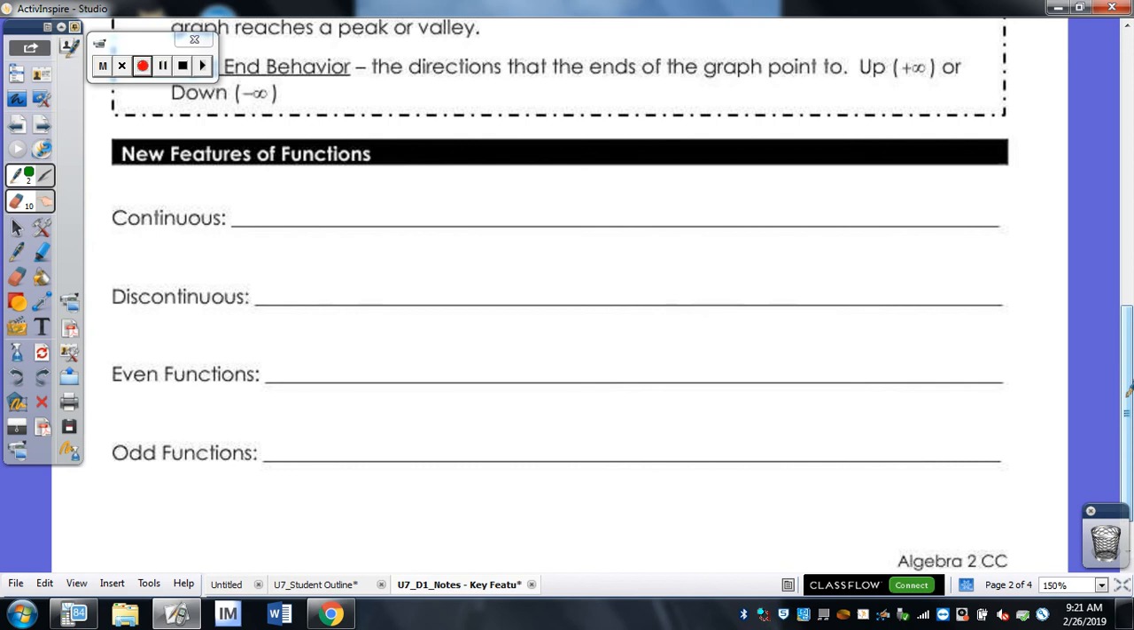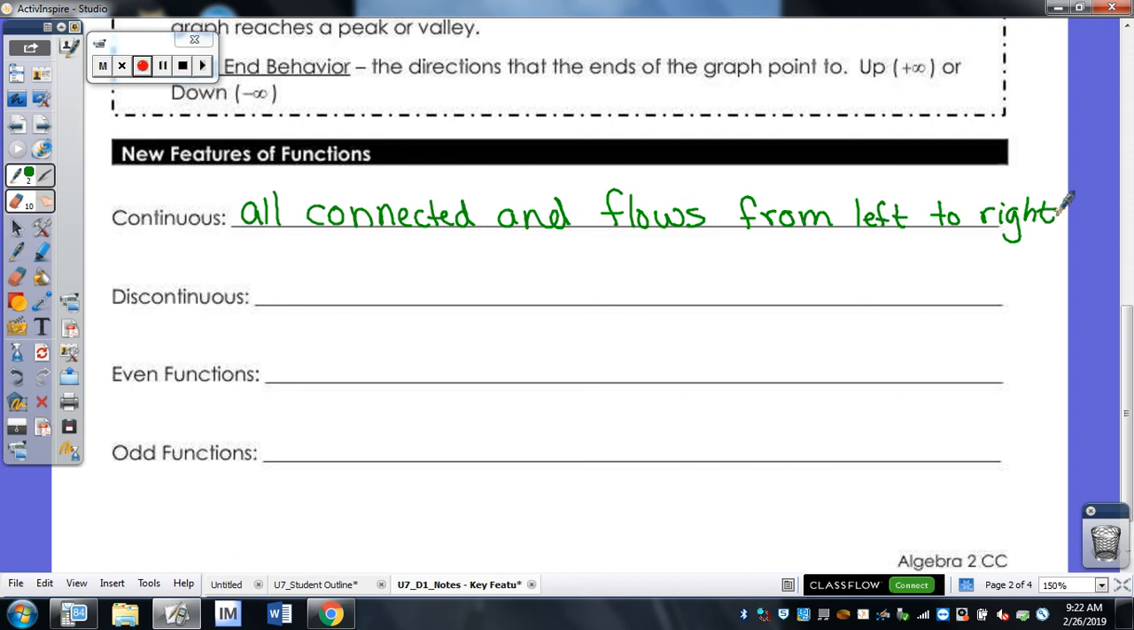Now when we talk about a continuous graph, what that means is it's all connected and flows as you go from the left to the right. So for example, if you draw a picture of a line, that is a continuous graph because you can draw your line all in one pencil mark. It's continuous, it goes on. A parabola would be a continuous graph. You could draw that curve all in one little pencil stroke there.